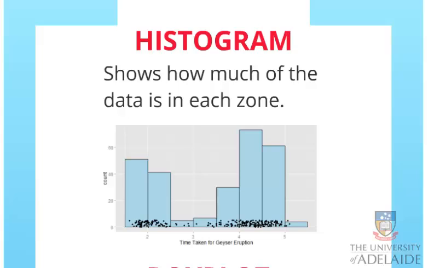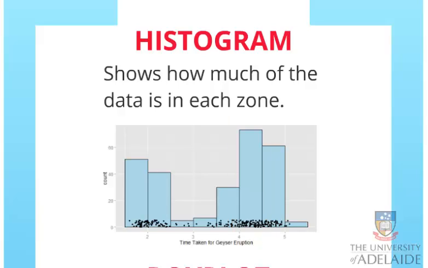And so in that first zone, under 2 seconds, is represented by this box here, and it goes up to a height of about 50. That's saying there's 50 eruptions in that zone. And the tallest one's here. So it's most likely for an eruption to be between 4 and 4.5 seconds.